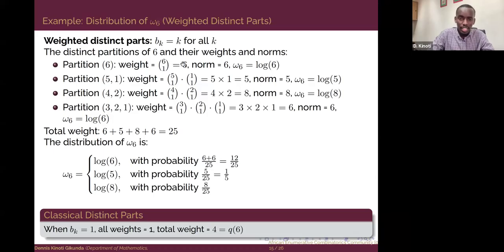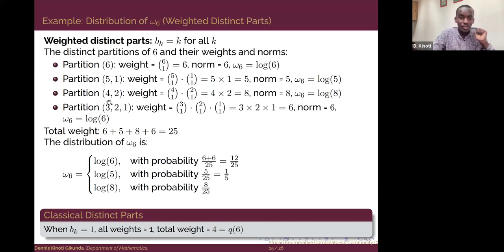If you want to see the weight, that's how you do it using that formula. There are 6 of them, and the norm is just 6. The norm here is 5 times 1, which is 5, and the weight is 5. So our omega 6 here is log 5 because we are dealing with the norm. Omega 6 here is log 8, and so on and so forth. So we can look at the probability of getting a log 6 when now we have these things.